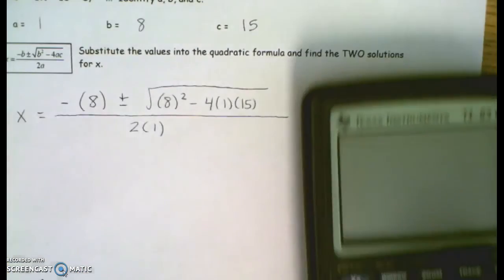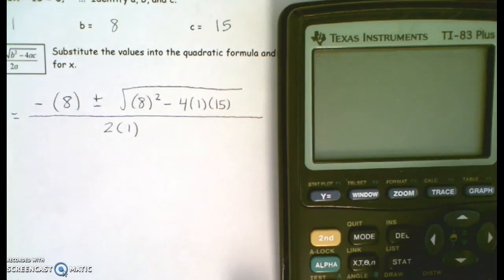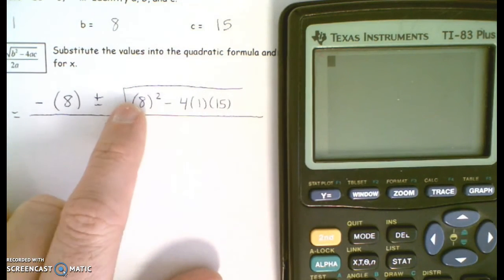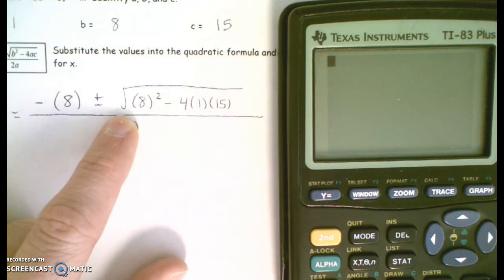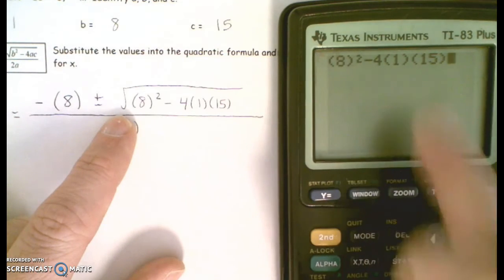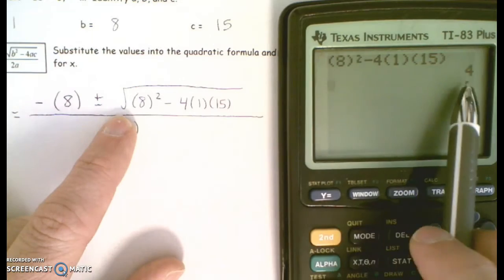And now here comes the solving part. And here's the trick I was going to show you. Underneath the radical, the square root symbol, this little symbol with the line and the little check mark here, I'm going to type in everything as I see it. So I'm going to type in exactly as I see it underneath the square root and hit enter. So all of this, when I do the math, gives me 4.